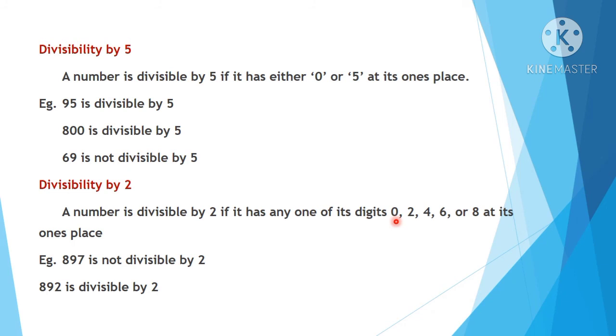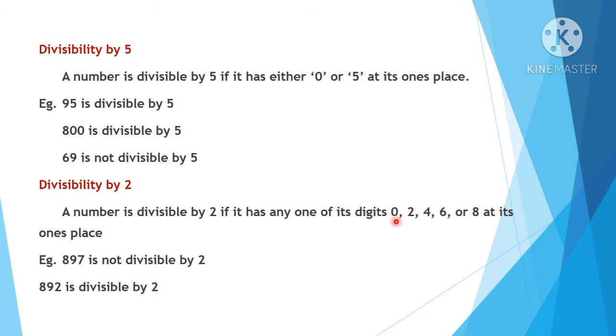For the divisibility rule for 10, the ones place should be 0. Then only we can say it is divisible by 10. Okay, for 5, what are the two numbers in the ones place? 0 and 5. For 2, it can be 0 in the ones place or 2 or 4 or 6 or 8.